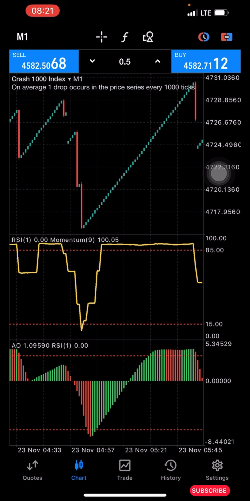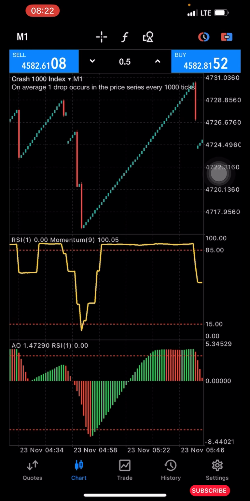So in today's video, I'll be sharing with you guys a powerful boom and crash strategy for scalping on the 1 minute time frame. Without wasting much of our time, I'll quickly explain how the strategy works, then after that, I'll be explaining how to set it up. This is a very powerful strategy that you can use to scalp in the market. Even if you're a beginner, you should be able to use this strategy effectively.